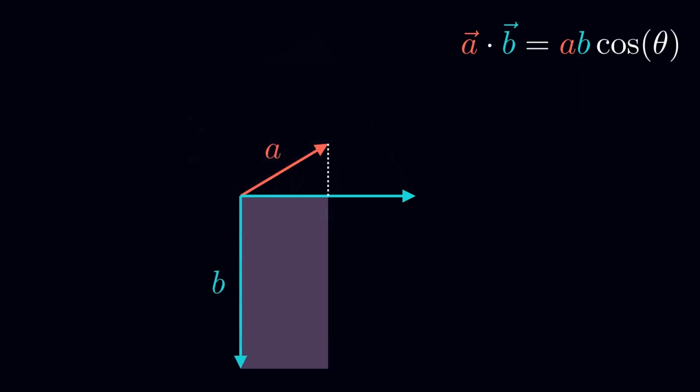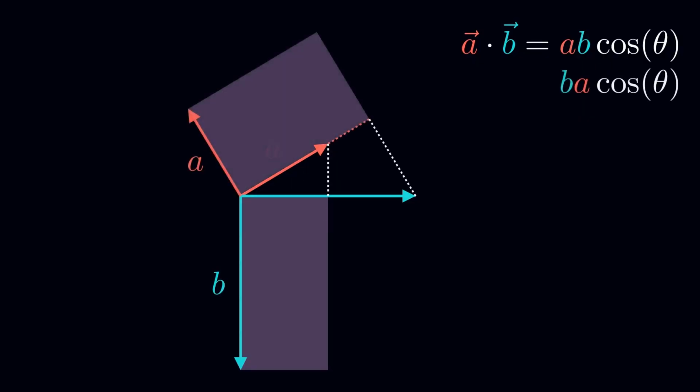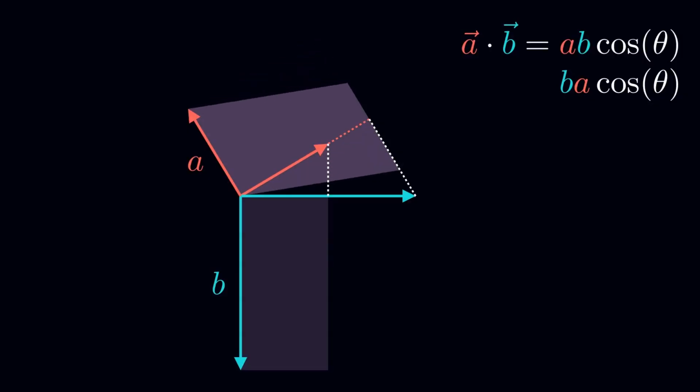If we instead project A onto B, then we end up with a rectangle that looks different, but from our formula, we know that both areas must be the same. There's actually a really cool trick that shows how we can go from one rectangle to the other without changing the area. First, we can shear the top rectangle down, so that its bottom side shifts onto B.